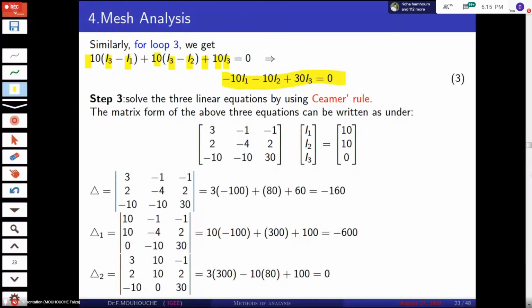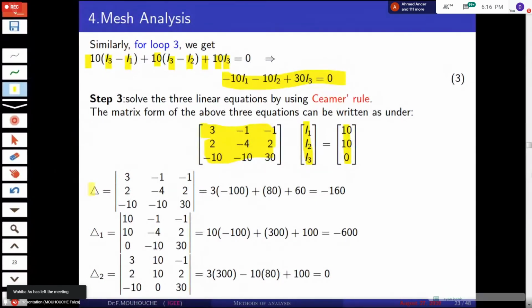Now here we have 3 equations with 3 unknowns. The 3 unknown variables are I1, I2, I3. So in step 3, to solve the 3 linear equations, we use Cramer's rule. The first step is to write the 3 equations in matrix form as shown here. This is the coefficient matrix, this is the variables I1, I2, I3, and the constants. We use Cramer's rule as a revision.